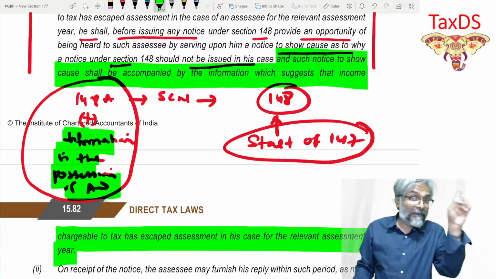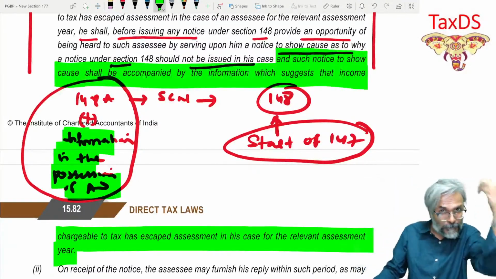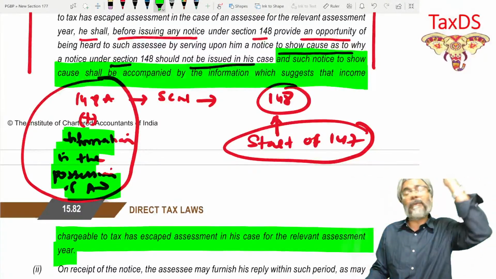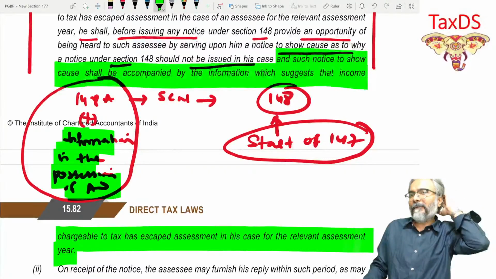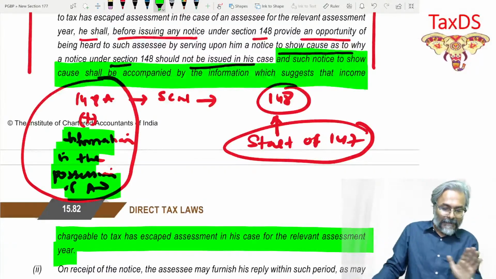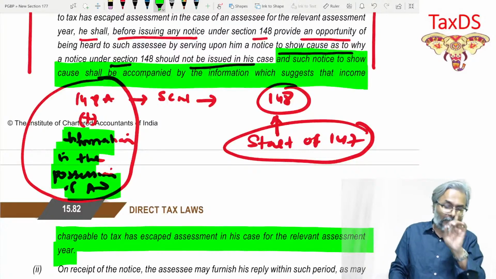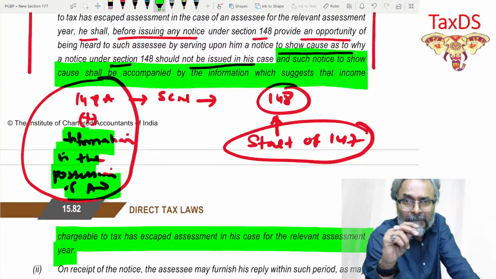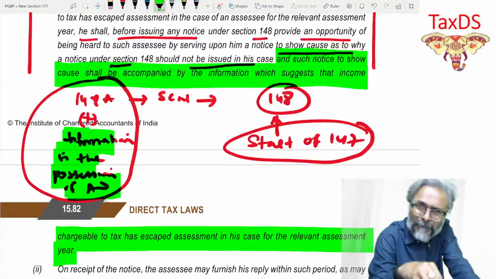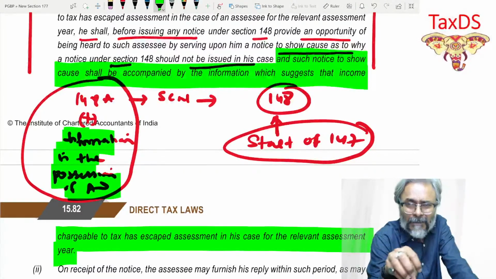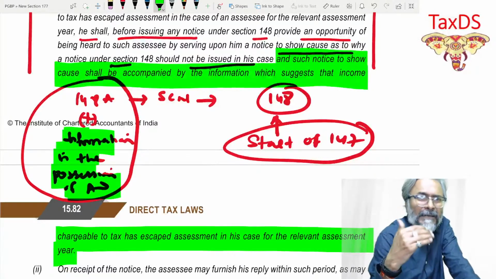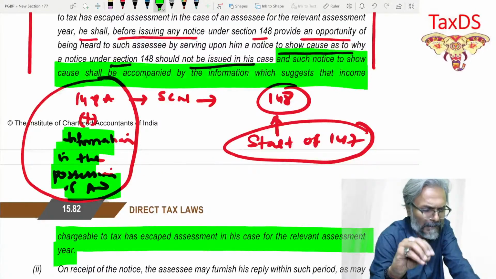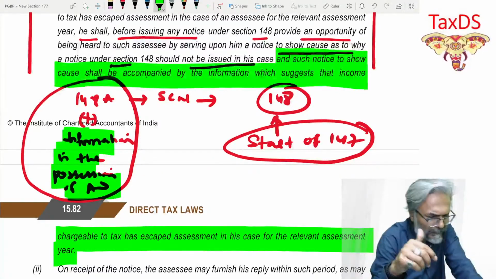This never used to happen earlier, students. In fact, earlier 148A was not there at all. Earlier, directly there was 148. Earlier means I'm talking about 2021. So therefore, this is an important one, students, because in the MCQ they will ask you this question: whether the assessing officer is required to furnish the reason or the information that is in his possession which led him to a kind of conclusion.